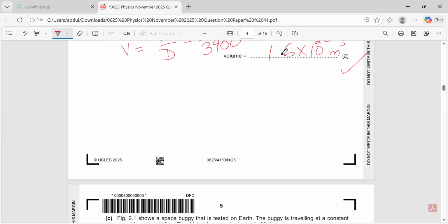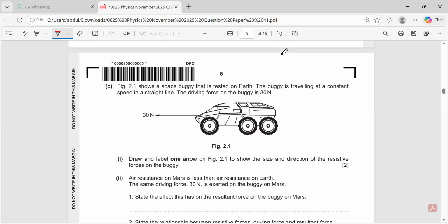Now, next is: the figure shows a space buggy that is tested on Earth. The buggy is traveling at a constant speed in a straight line. It means acceleration is 0 because velocity is not changing, constant. The driving force on the buggy is 30 Newton. Draw and label one arrow on figure 2.1 to show the size and direction of the resistive forces on the buggy.